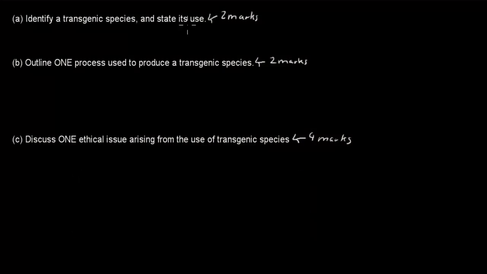Welcome back. Right, so the first part is worth 2 marks: identify a transgenic species and state its use. For the identify, it's just name it, and what I did, and what you probably could have done as well, is name it and then say what combination that is. Is it a plant with a bacteria? If so, which plant, which bacteria? And then state its use. So what the actual transgenic species is used for. Why did we do that? What's the purpose of it?